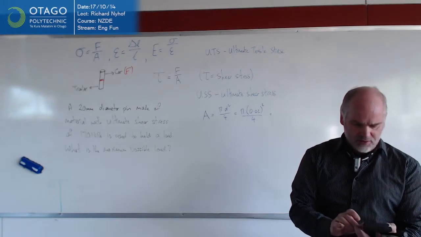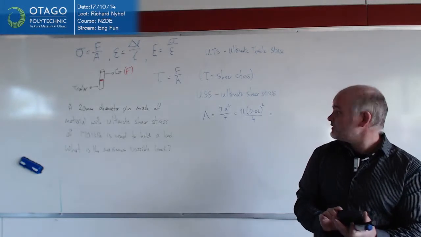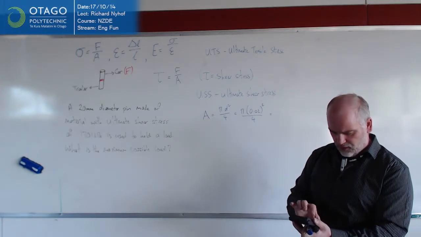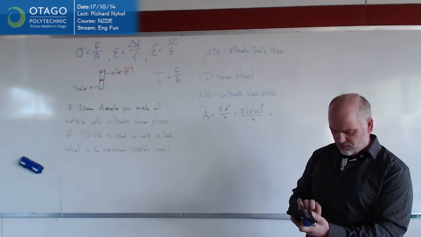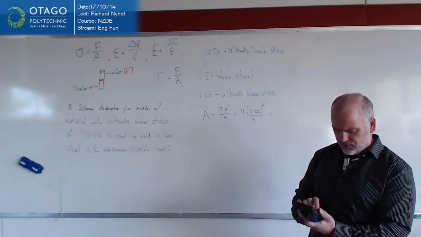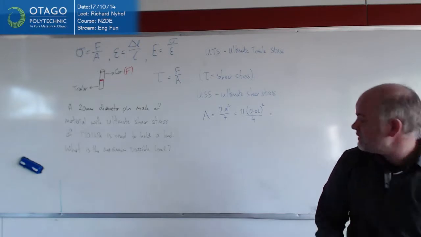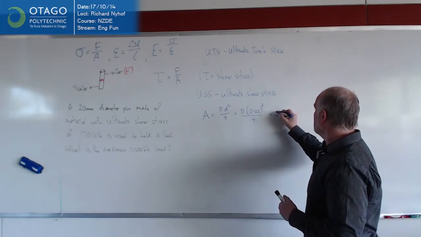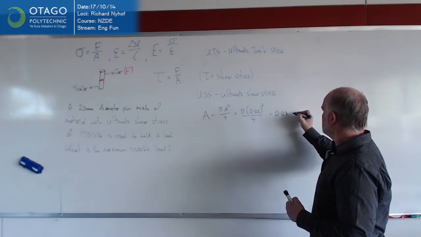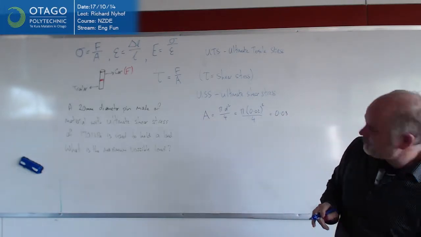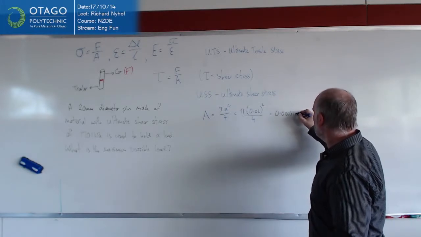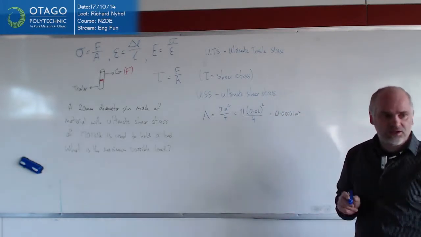Probably don't actually need one for this bit, because 0.2 squared is going to be 4, which is going to cancel out on the bottom, but we'll be safe. Pi times 0.02 squared divided by 4 equals 0.00031. I missed a 0 in my 0.003, makes more sense. 0.00031 square metres. Okay, so that's the area.